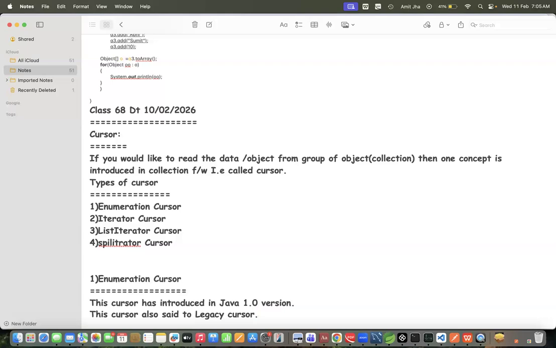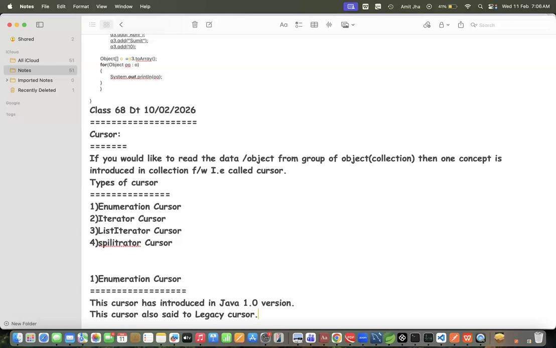Those classes which were introduced in Java 1.0 version can use the enumeration cursor. Are you getting what I'm telling? I'm talking about the class, not anything else. Tell me, in which version was the ArrayList class introduced? We already discussed this in the previous class. 1.2. Yes, then for ArrayList we cannot use this cursor.